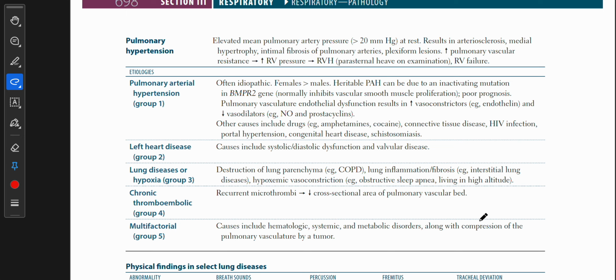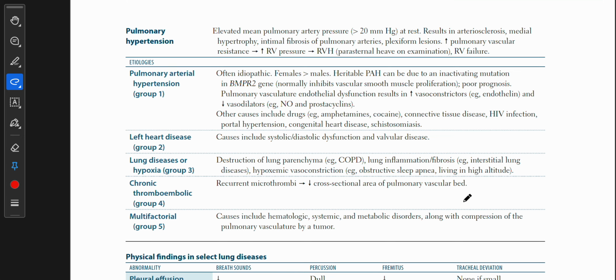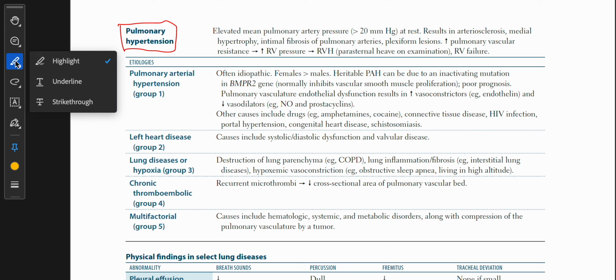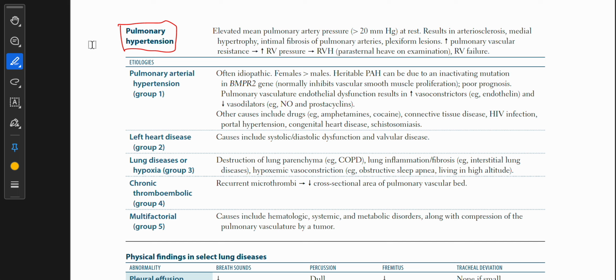Let's go to the vascular diseases of the pulmonary system or respiratory system, and we will tap into pulmonary hypertension first. So what is hypertension? Hypertension is increase in blood pressure, but if it is in the pulmonary region, that is pulmonary hypertension, and in the pulmonary artery, the pressure should be greater than 20 mmHg at rest. That is called pulmonary hypertension. So you have to remember this specific pressure because this is very high yield.